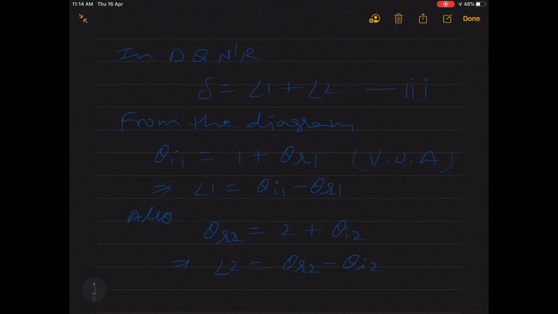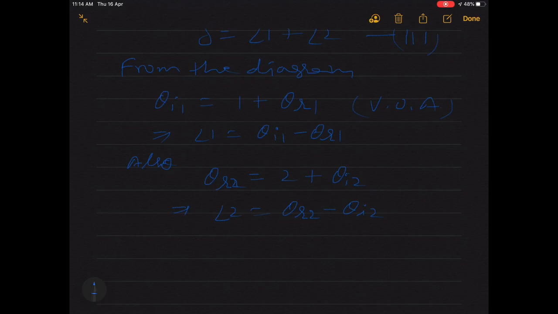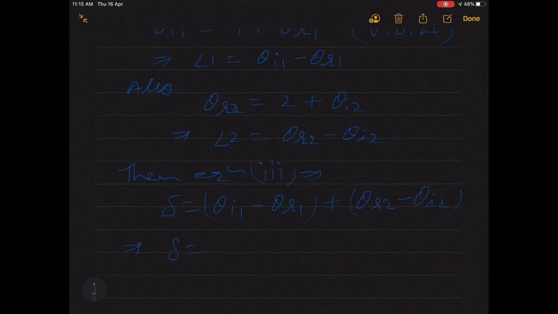Replacing in equation number 3, delta is equal to theta I1 minus theta R1 plus theta R2 minus theta I2. If we simplify this equation, we will get delta is equal to theta I1 plus theta R2 minus theta R1 plus theta I2.